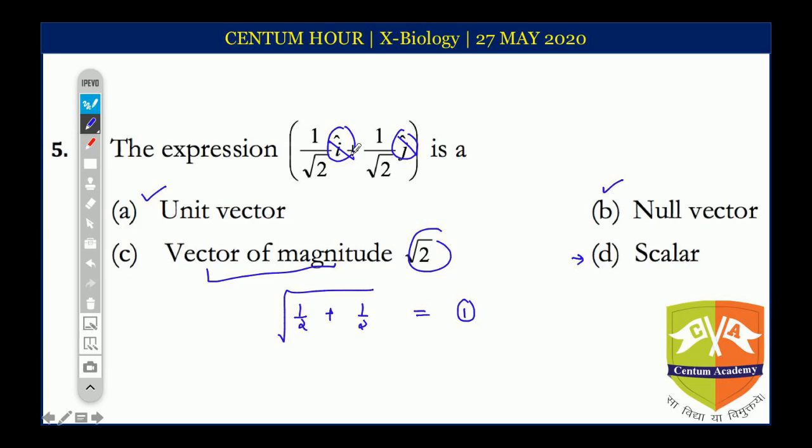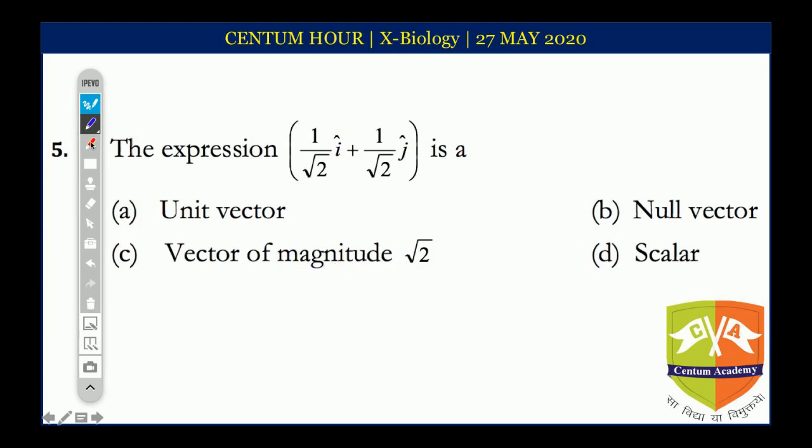What is the learning out of the last two questions, guys? If there is a vector of the form AI plus BJ plus CK, where A, B and C are numbers, then the magnitude of vector A will be given by the square root of A square plus B square plus C square. Please remember it. Relax, no problem.